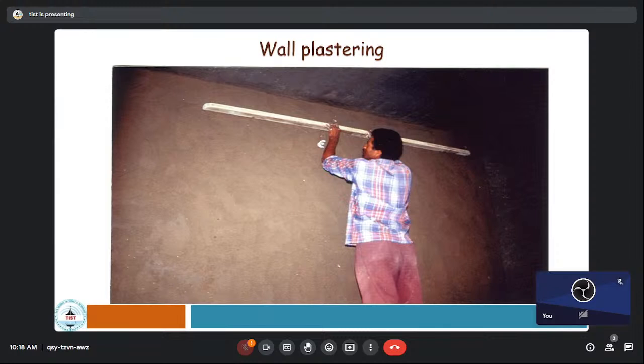Go to the walls. Place the torch like this. Light can flash like this, right? This is your wall. Flash it out. You will find all sorts of irregularities in your walls. Easy. Will you do it? So this is the easy method. We can find the irregularities of plastering.